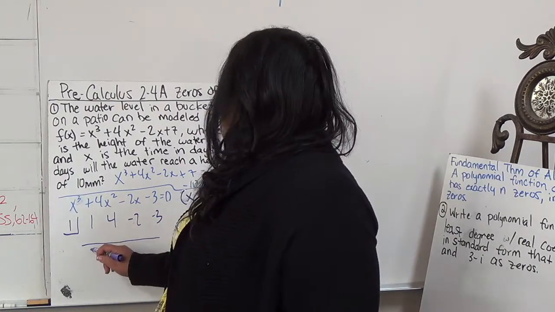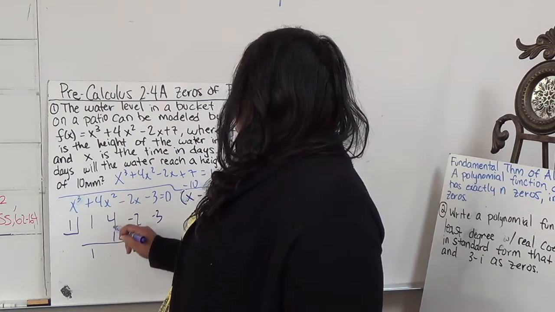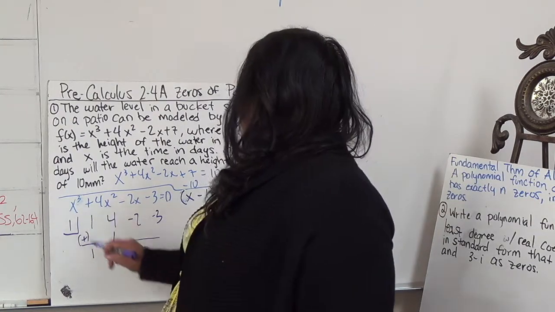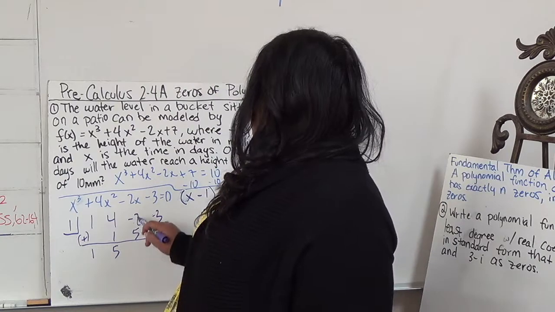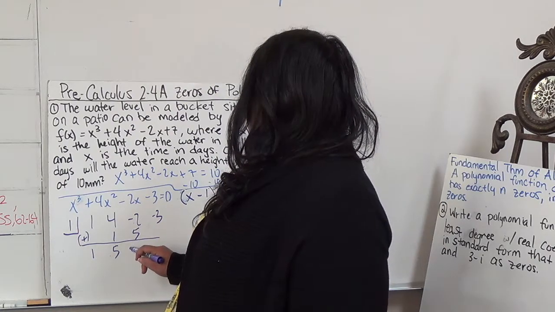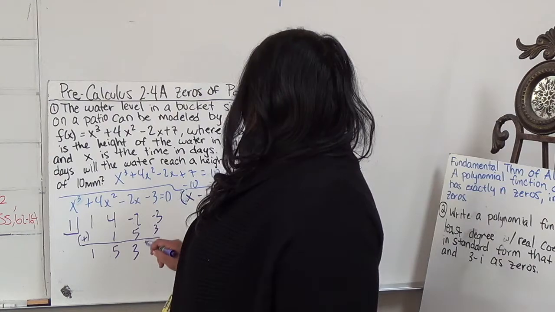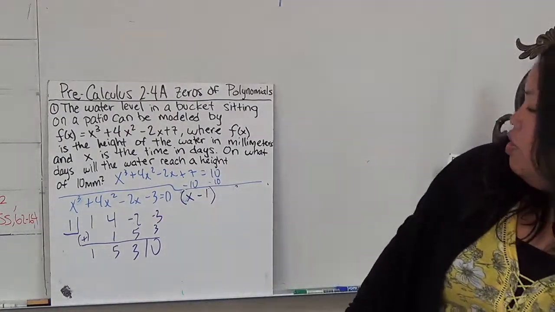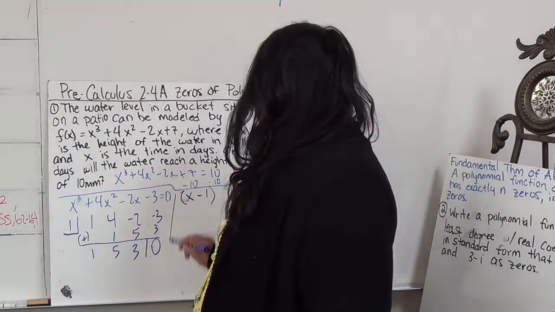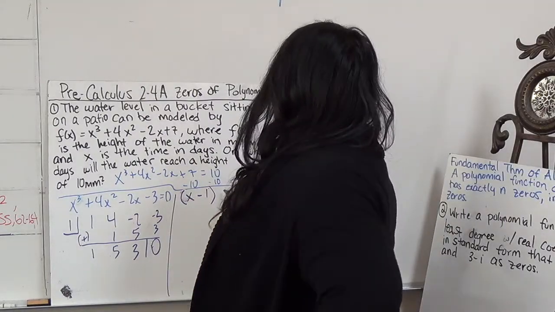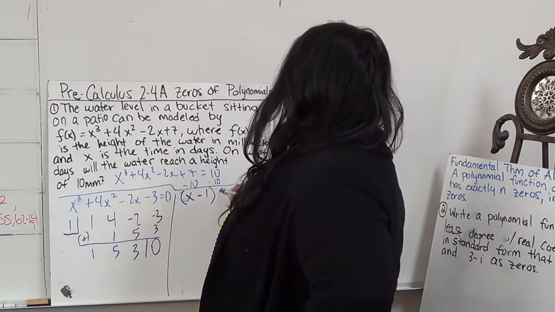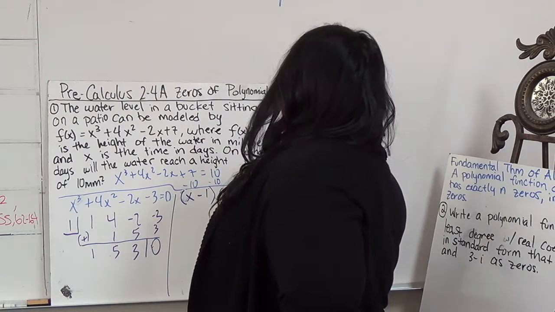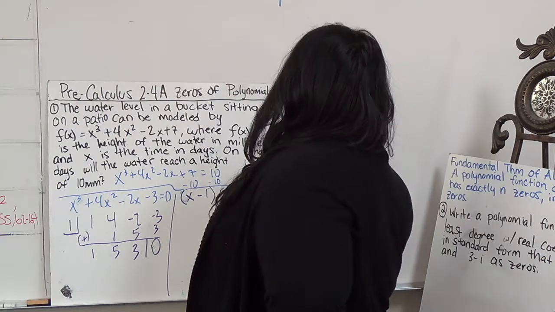Bring 1 down. This is 1. I'm adding here, so 5. 5 times 1 is 5. Negative 2 plus 5 is 3. Then 3 gives me 0. Right? So because it's 0, this is in fact a factor. So then that means the other factor is 1x squared plus 5x plus 3.